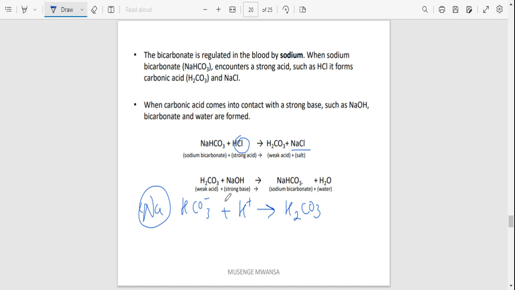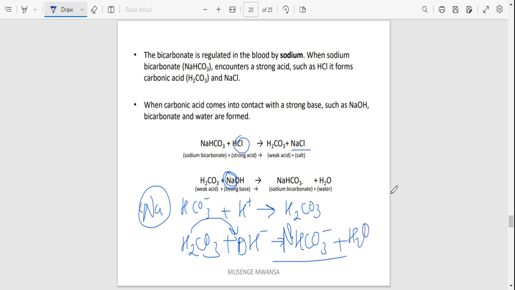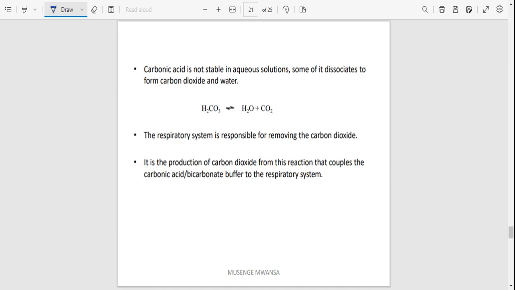But if I react this buffer with a base, it is the acid form of this buffer that is going to be able to react. So I'm just going to get the hydroxide. The hydroxide is going to grab one hydrogen from here, and that is going to form a bicarbonate again. So this bicarbonate is going to be neutralized, or regulated, by this sodium that is coming from the base. So we're going to have sodium like that, and then water is also a product in this reaction. Right. So this is the carbonic acid bicarbonate buffer.